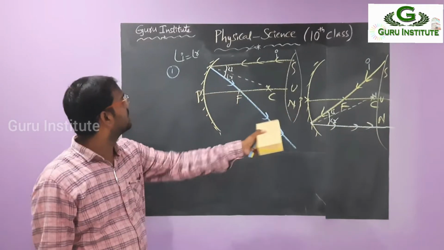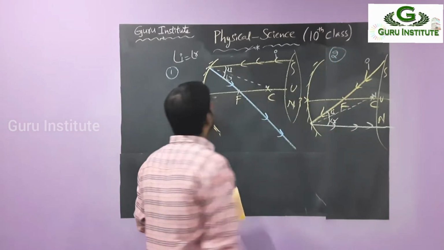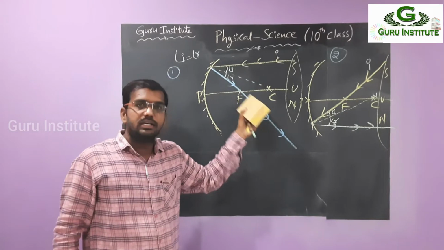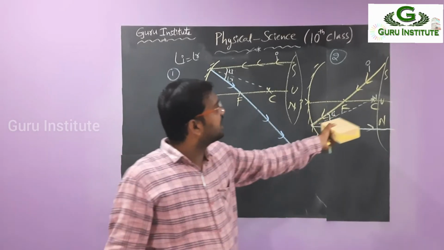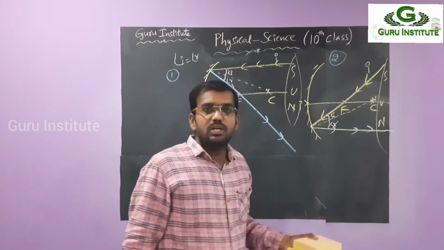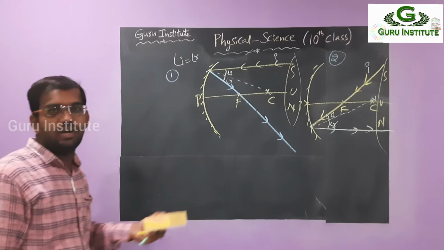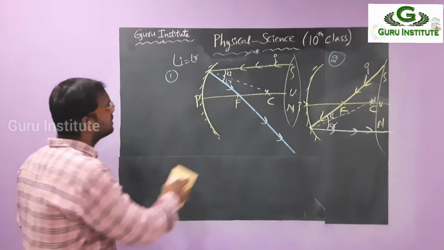So these are the two cases. In the first case, whenever a light ray is parallel to the principal axis, it passes through the focus. In the second case, whenever a light ray passes through the focus, it becomes parallel to the principal axis. If you observe, these two are vice versa. Okay? And the important one is the third one.